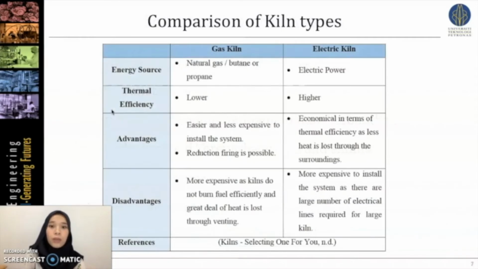And this is the table of comparison between gas kiln and electric kiln. From the study, we have chosen electric kiln because it is more economical on a long-term basis, and it has higher thermal efficiency compared to gas kiln. And the kiln is selected to be operated as a plug flow reactor, PFR.